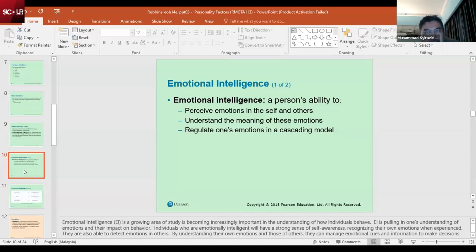Okay, how should I say? Okay, I ask you first. What are the examples? What do I understand by understanding the meanings of these emotions? What do you understand about that?